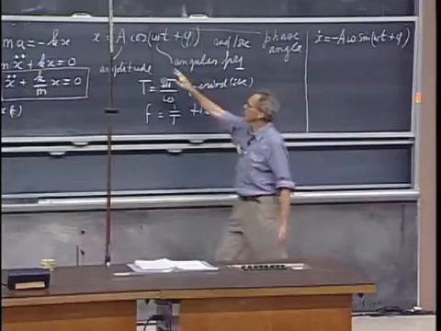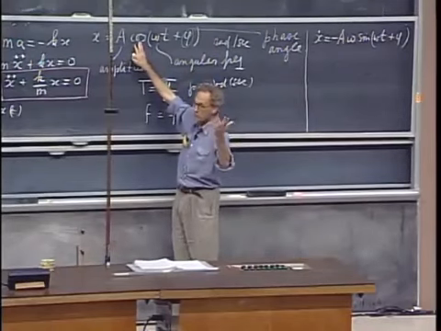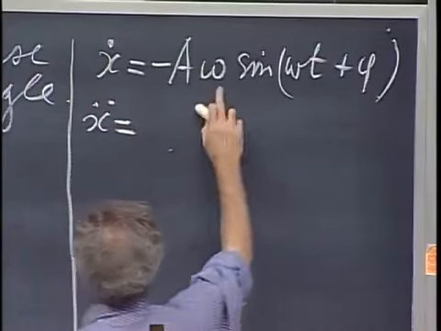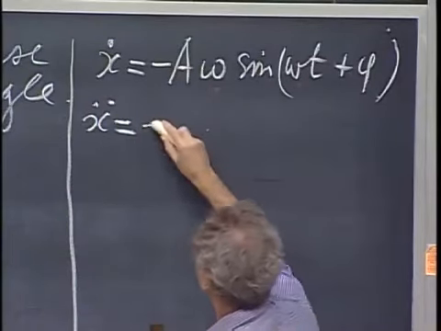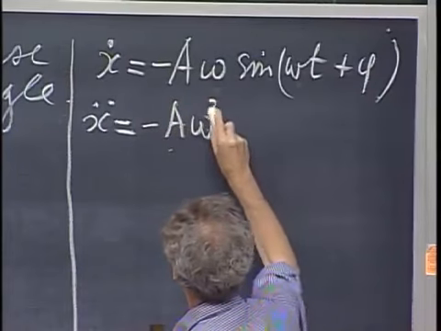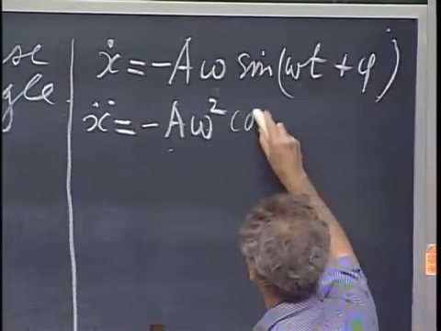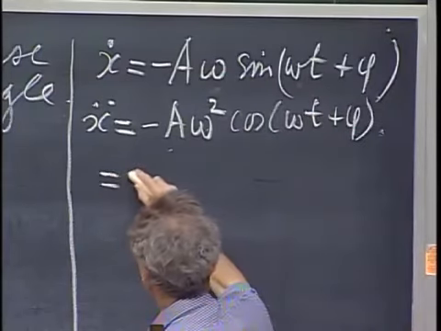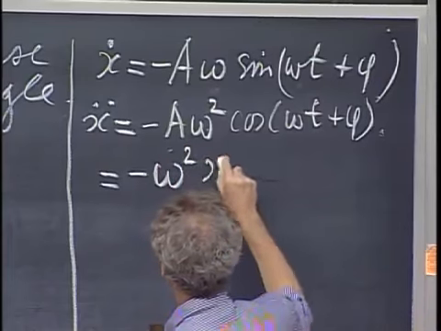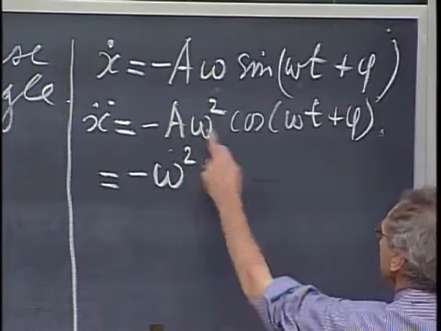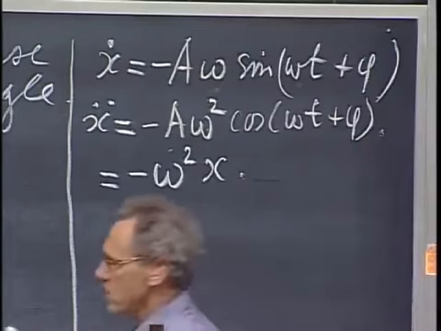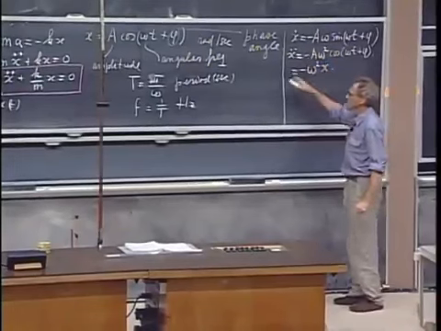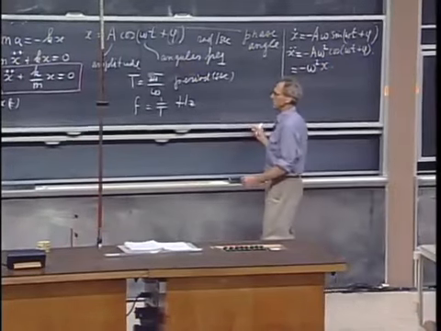Of course, I could have started off here with a sine curve. I hope you realize that. I just picked the cosine one. X double dot. Now I get another omega out, so I get minus A omega squared. The derivative of the sine is the cosine, cosine omega t plus phi. And that is also minus omega squared times x, because notice I have a cosine omega t plus phi, which itself is x. So now I'm ready to substitute this result into that differential equation.